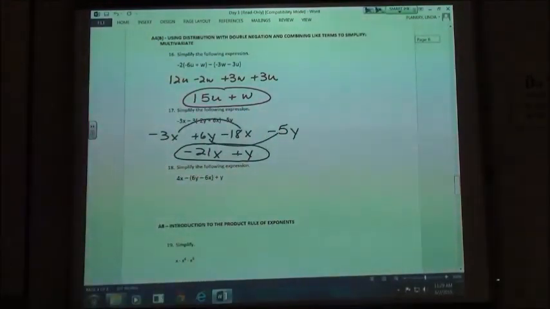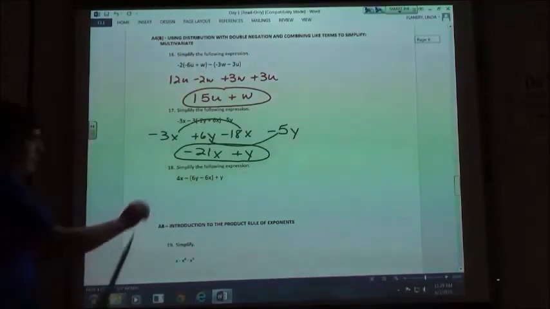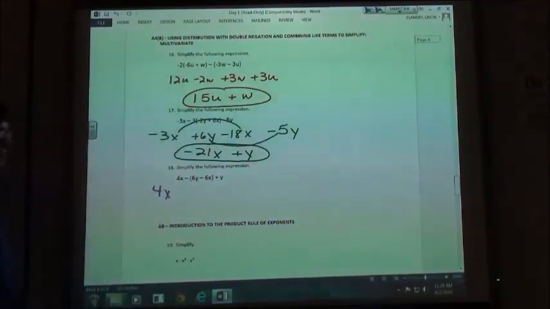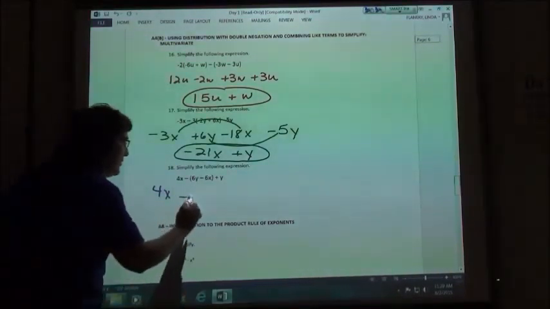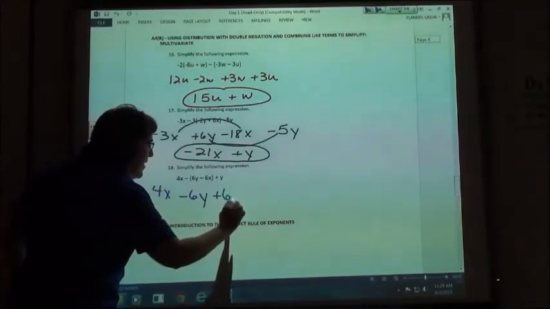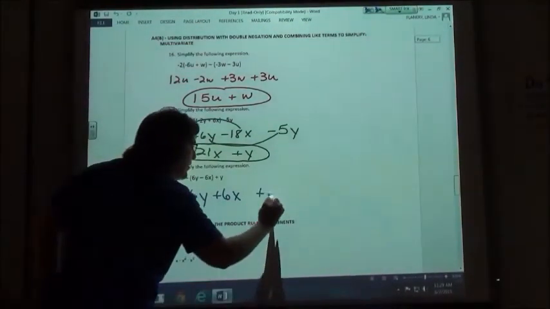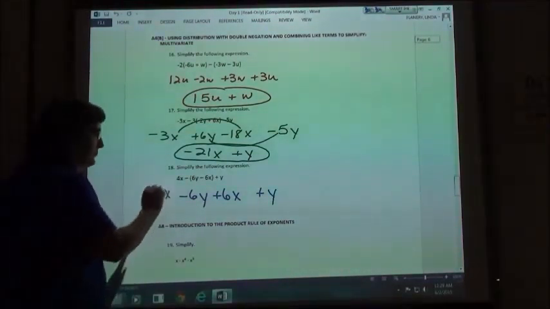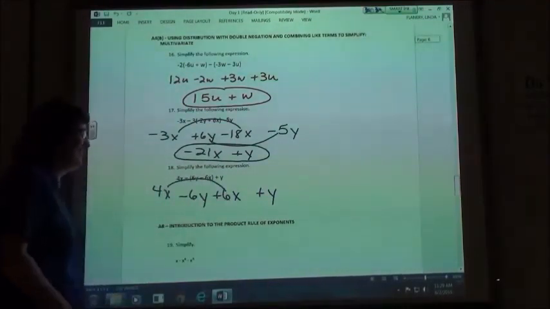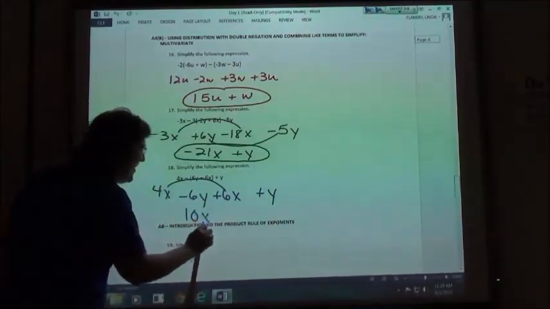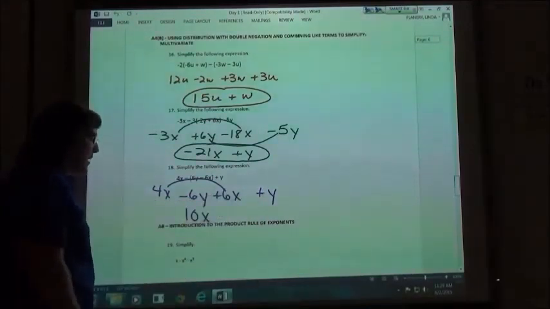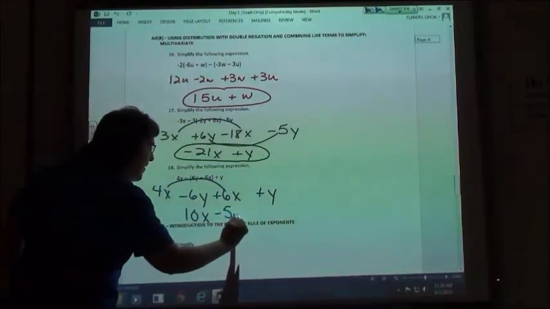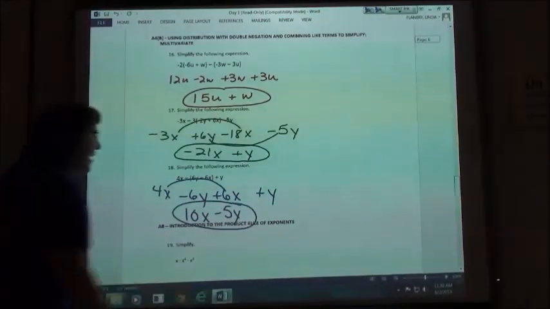And so number 18, if we're going to simplify that one, bring down our 4x, get rid of our parentheses, so we would bring down negative 6y plus 6x, and then we'll put the plus y on the end. Combining our like terms, 4x plus 6x would be 10x. Negative 6y plus y would be negative 5y. So 10x minus 5y.